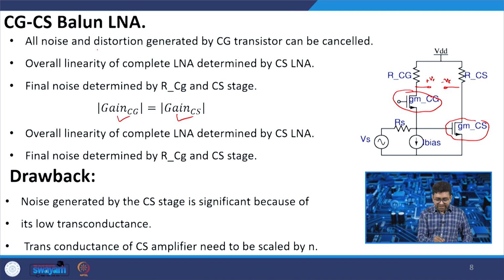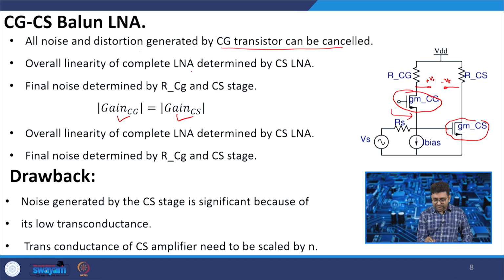So all noise and distortion generated by the common gate transistors can be cancelled out. If we try to see the input impedance at this side, it is mostly 1/GM, because common source has a high impedance. And that is why it can provide a very wide band.